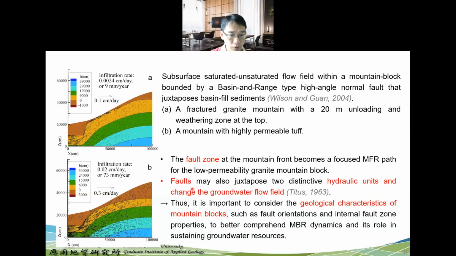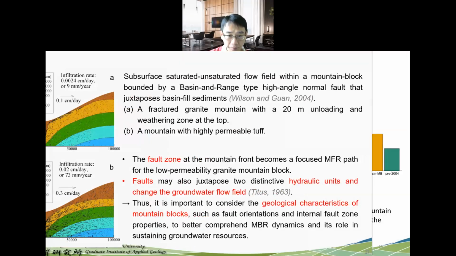Okay, so this illustrates what happens if you have the fault or do not have the fault. If you have the fault and it acts as a barrier, the groundwater cannot penetrate. But if your fault disappears, the groundwater flow will be smoother and able to penetrate the whole system, like this pattern. So your geological structure will also largely affect your groundwater flow patterns.